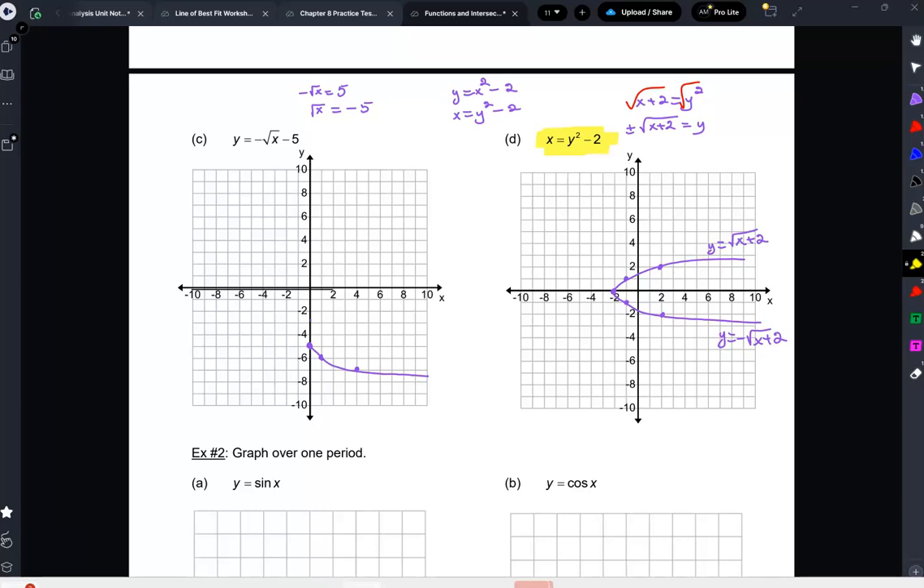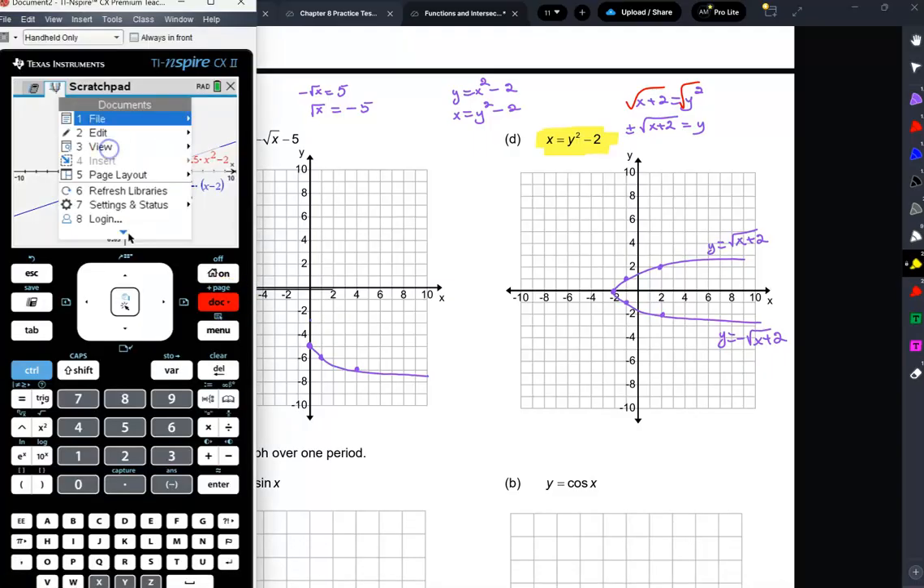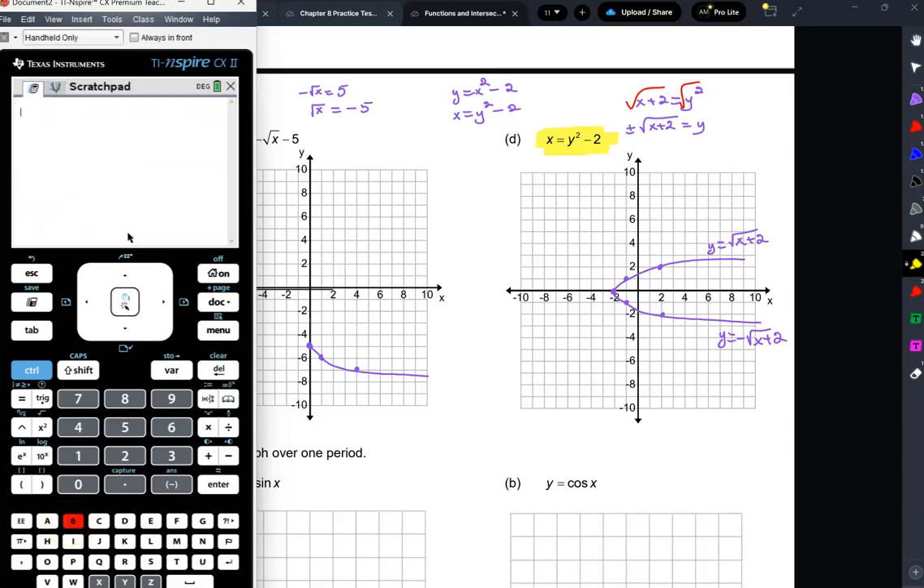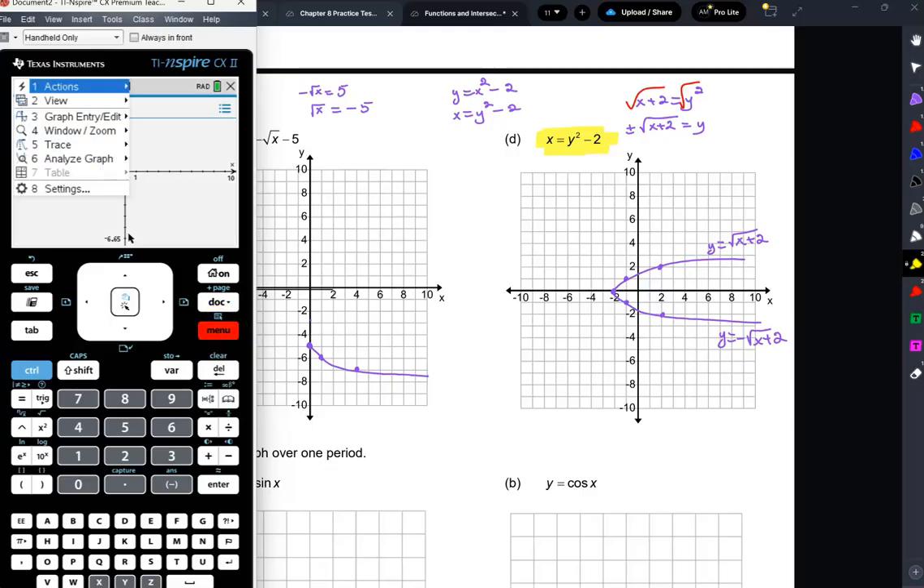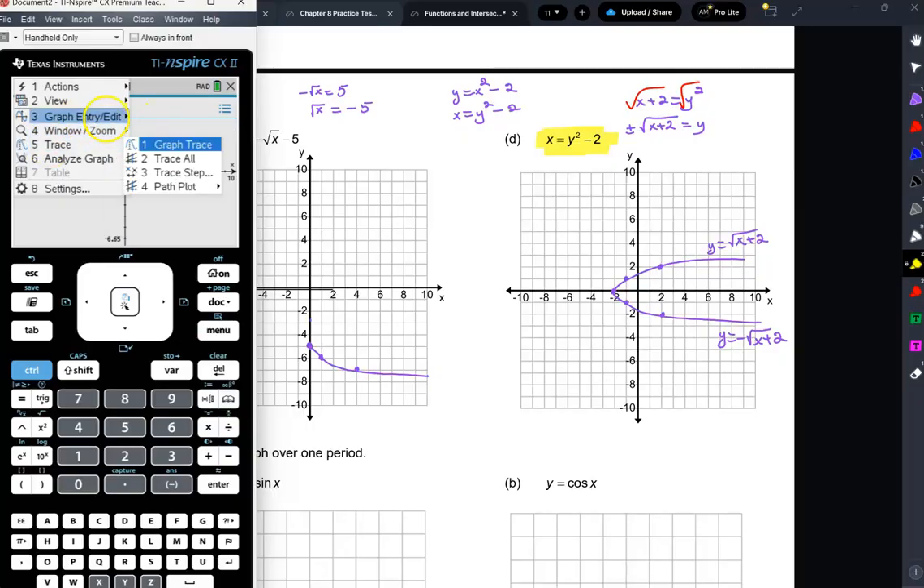Now, how would we do it on the calculator? Let's see. Go to your calculators. Let's press Doc B and get out of this. Now, here's what I want you to do. Press the graph. There are several ways to do this, but I want to show you guys this way. Menu. You see number 3 is graph entry edit. We're going to put in a relation, number 2.